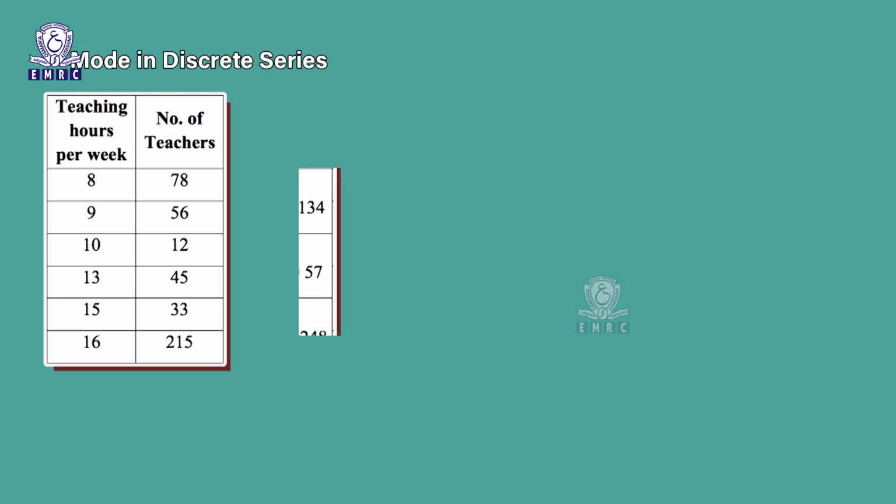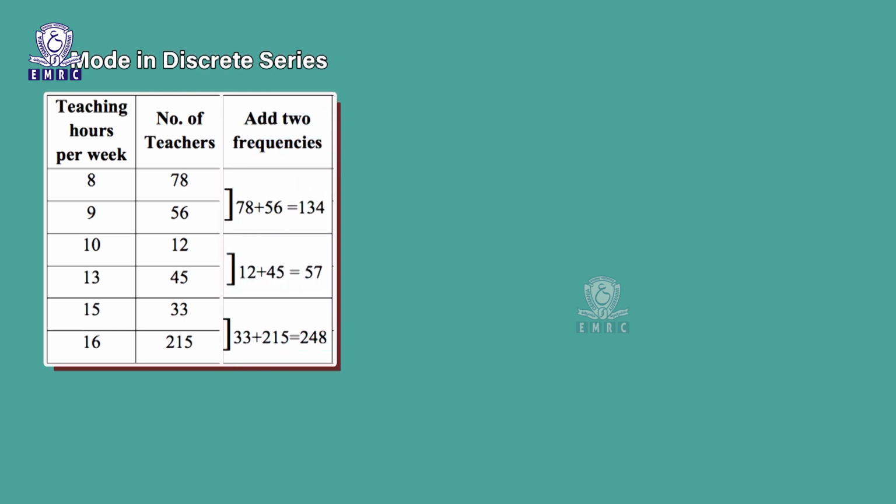In the third row, we have to add two frequencies. 78 plus 56 is equal to 134. Then 12 plus 45 is equal to 57. Then 33 plus 215 is equal to 248.